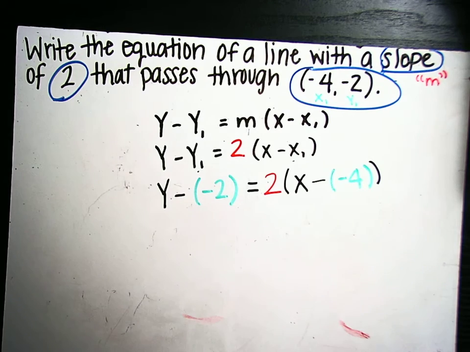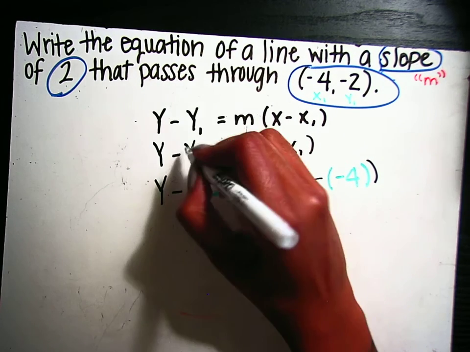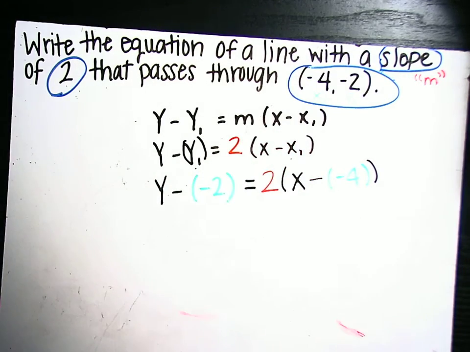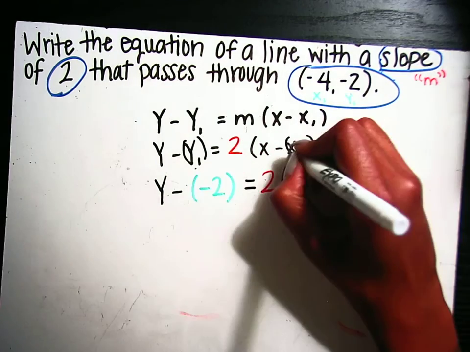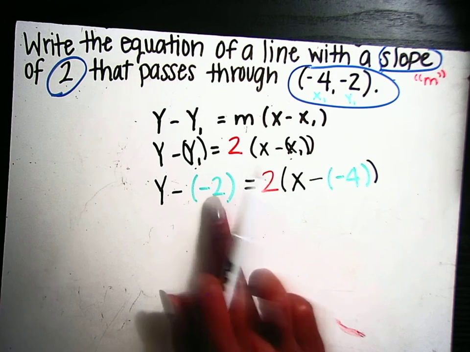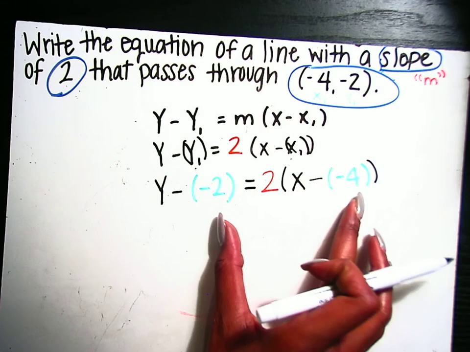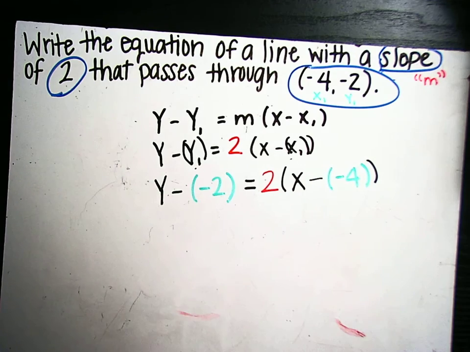Now, I use parentheses to show what I'm actually plugging in. So here, I use parentheses to show that's what I'm plugging in for y1, and I use another set of parentheses to show that's what I'm using for x1. So that's how I show that's what I'm inputting. Same exact equation, but now I actually put in numbers for y1 and x1. So now it's just to solve.